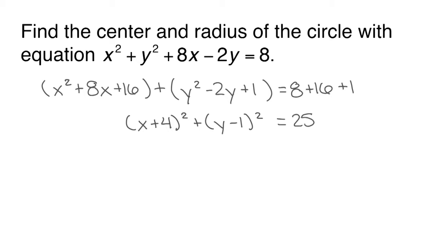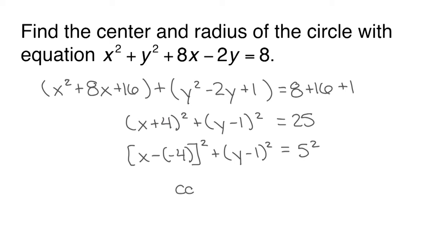Now we're almost in the form of the general form of the equation of a circle. We want x minus h squared plus y minus k squared is equal to r squared. So we'll rewrite x plus 4 as x minus negative 4, which is squared, and then we have plus y minus 1 squared, which is equal to 25, which we can write as 5 squared.